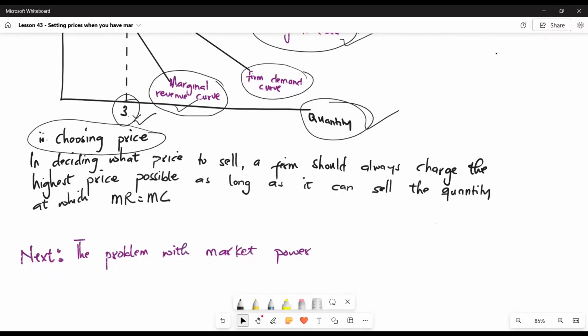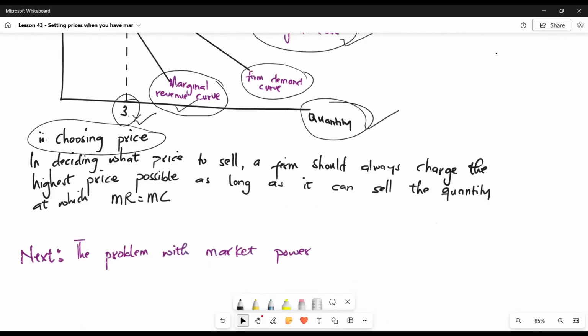So in deciding what price to sell, a firm should always charge the highest possible price as long as it can sell the quantity which is at the point where the marginal revenue is equal to the marginal cost. Now remember that for firms, if they had the option, they would charge the highest possible price and get the highest possible profit. But most of them are restricted by the market forces and are restricted by their production functions and many other variables that we cannot account for.